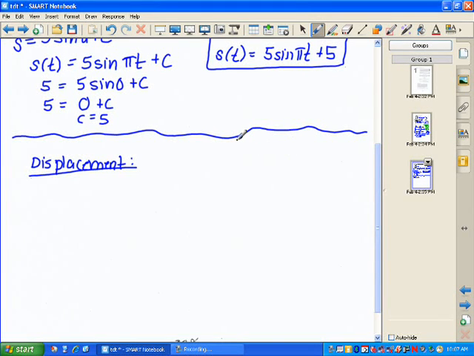Different color up here for you. That velocity axis that we had, still going to need that. 0, whoops, 0, half, 3 halves.